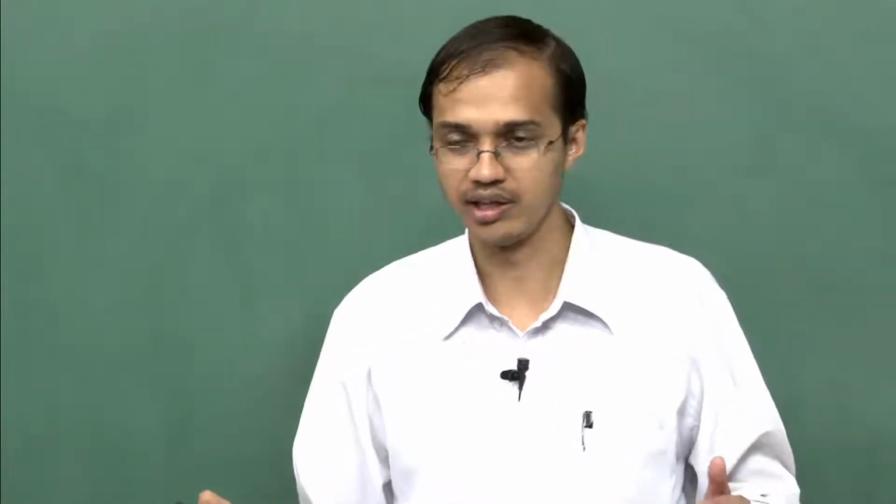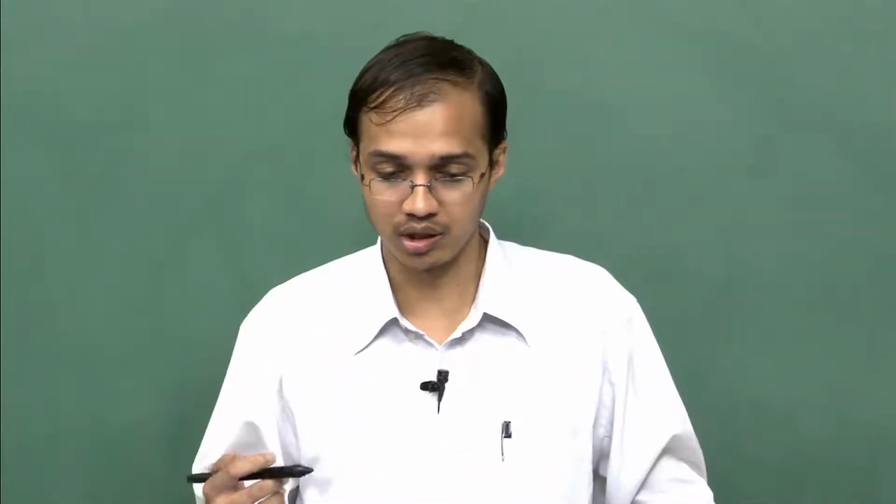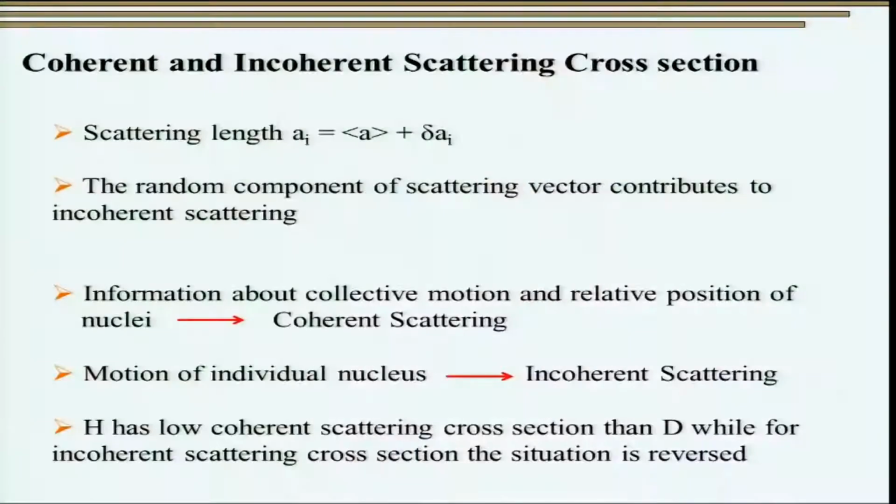In X-rays, or for that matter in electrons, we talked about coherent scattering and incoherent scattering. The actual scattering length for neutrons with the nucleus is given by a_i, which is nothing but a-bar plus delta a_i. The delta a_i indicates a random component. So, the random component of the scattering length contributes to incoherent scattering. The contribution of a-bar, the average of a, corresponds to elastic scattering, while delta a_i corresponds to inelastic scattering.